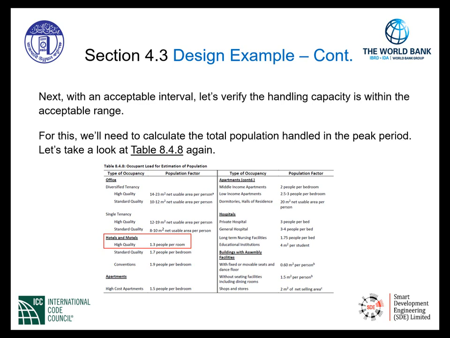Next, with an acceptable interval, let's verify the handling capacity is within the acceptable range. For this, we'll need to calculate the total population handled in the peak period. Let's take a look at Table 8.4.8 again. This table, again titled Occupant Load for Estimation of Population, gives us the type of occupancy and the population factor. For our example application, we have a hotel of high quality. The population factor given to us from this table is 1.3 people per room. We can now utilize this particular factor and calculate the total population. We will continue this example.